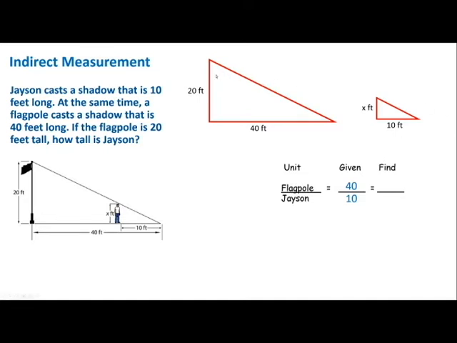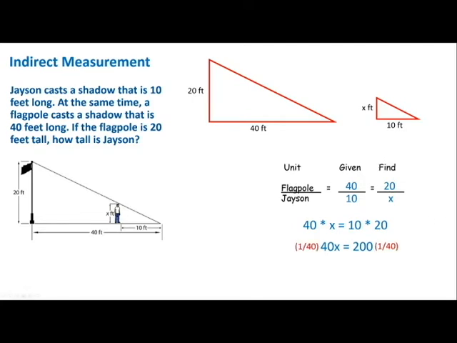And hopefully you realize the only difference is this time you're given the flagpole and you're solving for Jason's height. Flagpole is on top, so that's 20, and the x goes on bottom. Again, we're going to use cross products or the means extremes property to multiply this together. Simplify, multiply both sides by the reciprocal.